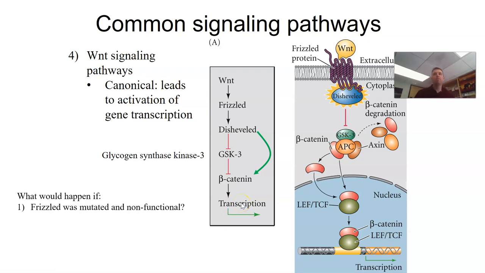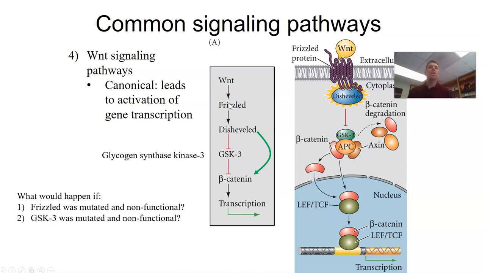So, what would happen if Frizzled was mutated and non-functional? Well, you could not get transcription because there would be a block in the pathway here. There's no way to activate Dishevelled, therefore GSK3 is never inhibited, and it is always inhibiting transcription. So if Frizzled doesn't work, you're never going to get transcription.